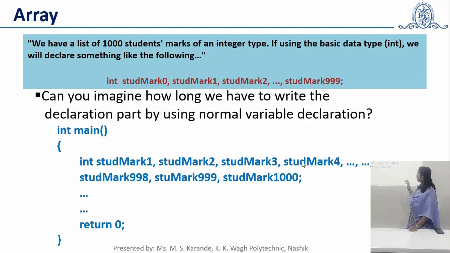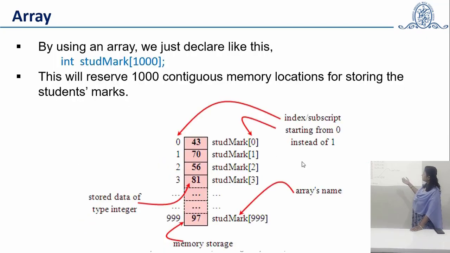Now see here what is the difficulty with declaring the 1000 variables. I have to declare up to 1000 variables to store the integer marks of 1000 students. This is not a good option and it is not economical in terms of memory and access of these marks. So what is the better alternative to this? The alternative in C programming language is arrays.